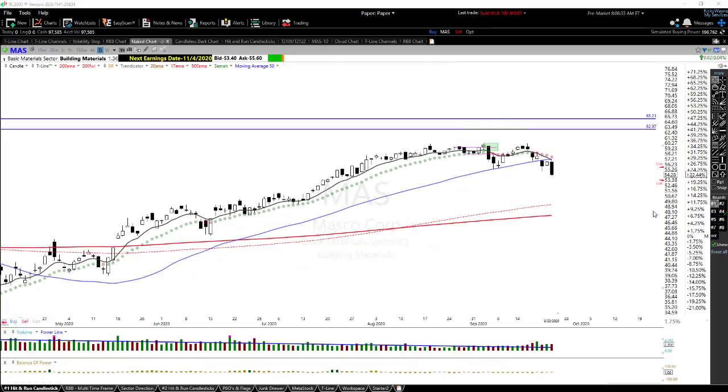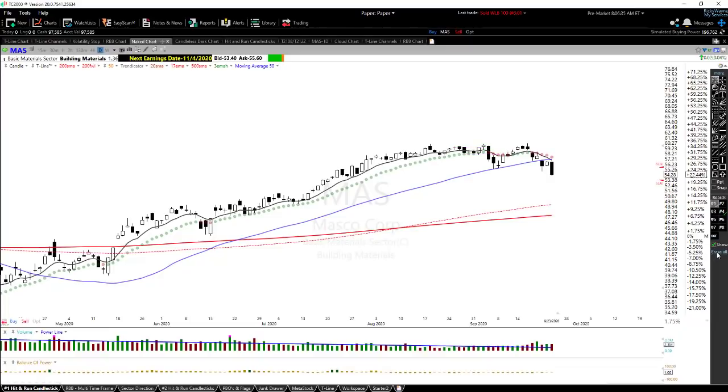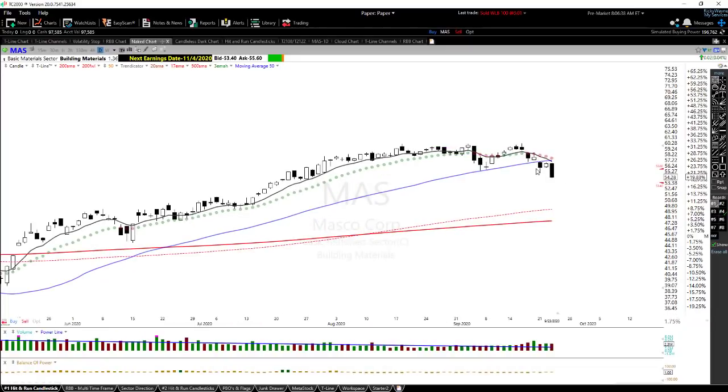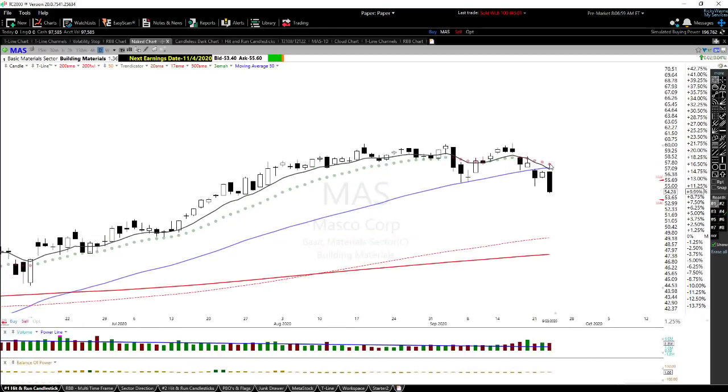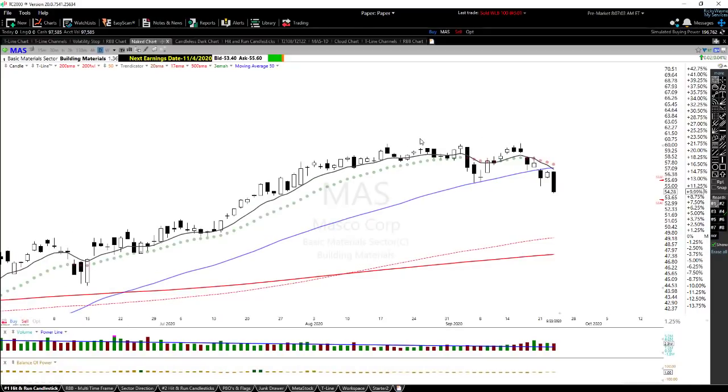Here's MAS. MAS is a short setup. We've got an Oreo cookie type setup, and what that is is the hard shell Oreo one side over here, and that filling right in here, and then the other side of the Oreo cookie over here. We're below the 50-day period moving average. The T-line is now crossing below the 50-day period, and we're underneath the trend indicator here. A little bit of a top showing up that you can clearly see.